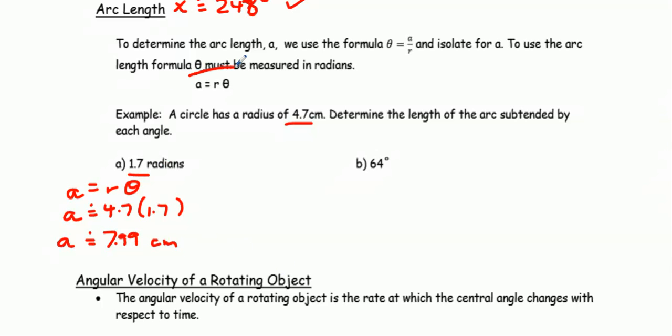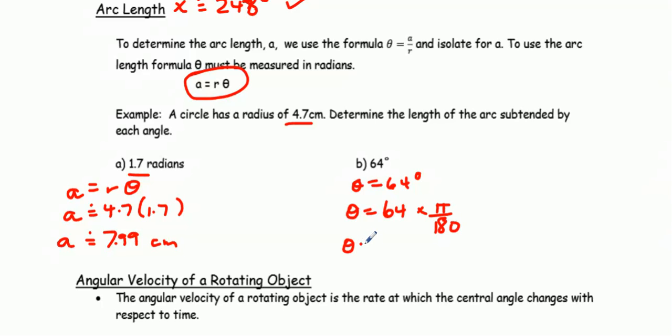This formula, arc length equals radius times radians, is only useful if our angle is measured in radians. So if we are given an angle in degrees, we have to convert it. So let's say theta equals 64 degrees. Therefore, theta is equal to 64 times pi over 180.